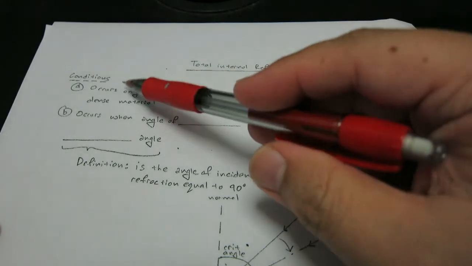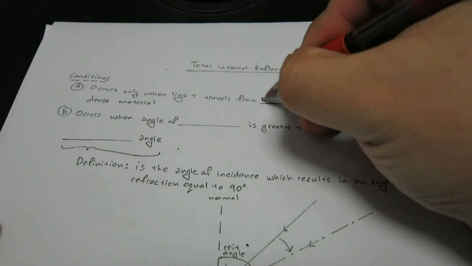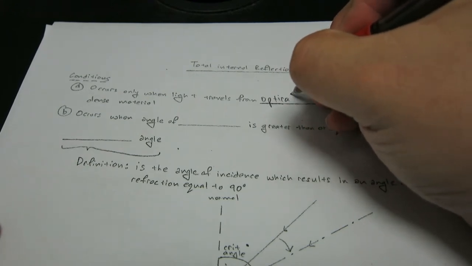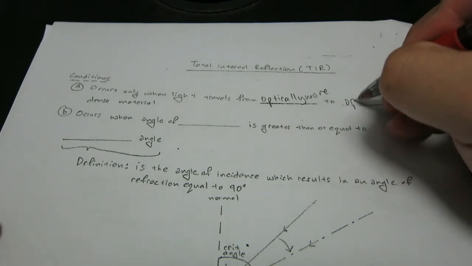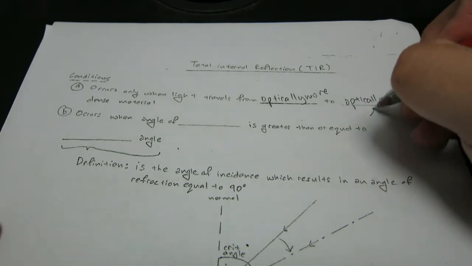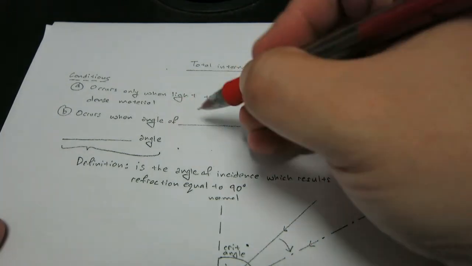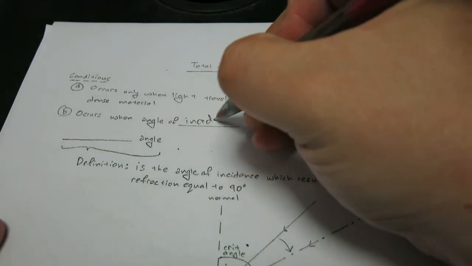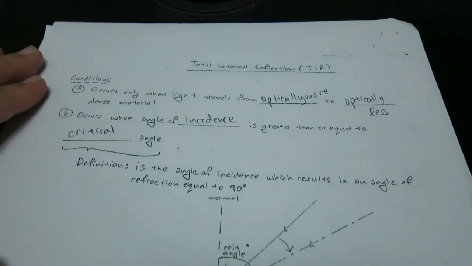Alright, two conditions for TIR to occur. It can only occur when light travels from an optically more dense medium to an optically less dense medium. It cannot occur any other way. And it occurs when the angle of incidence exceeds a certain point, and that point is called the critical angle. So, what exactly is the critical angle?